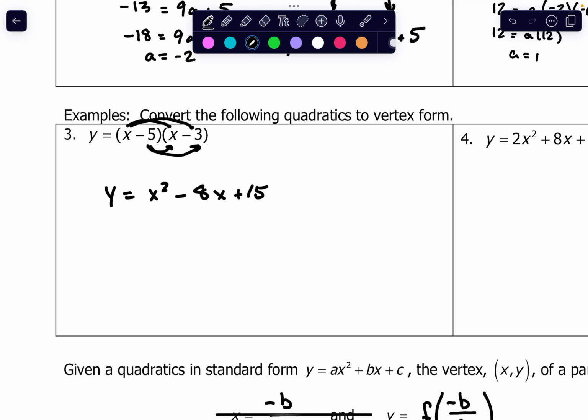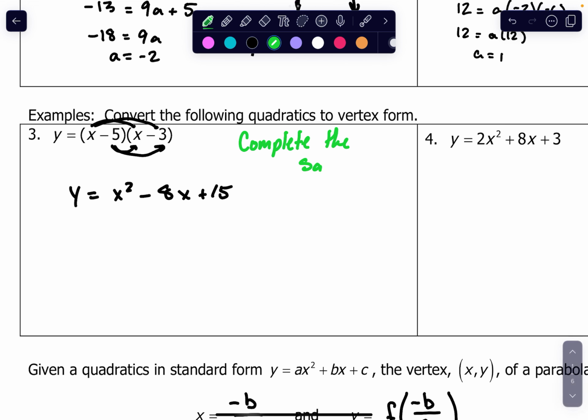From there, to get the vertex here, you are going to want to complete the square. And to do that, you're going to take this middle term b, take half of it, and square it. That becomes our special number. Negative 4 squared is positive 16.